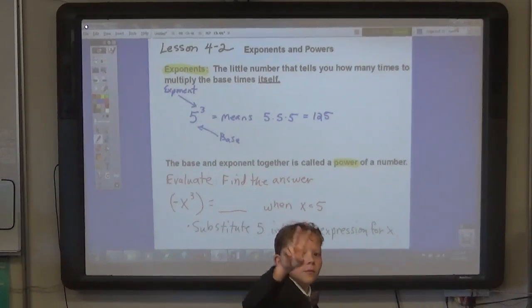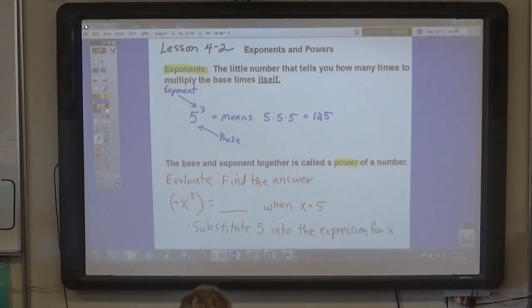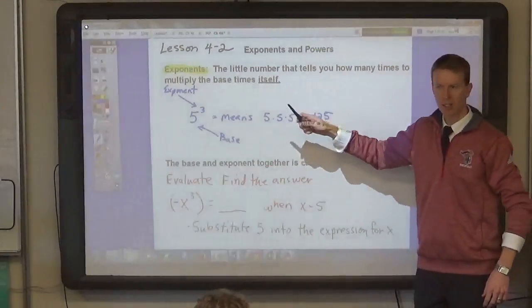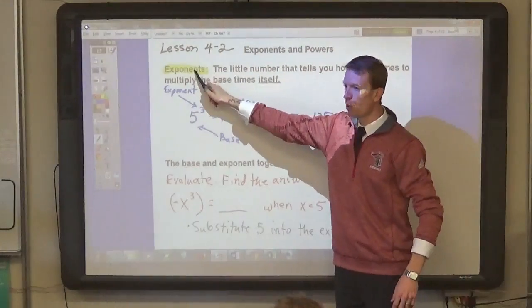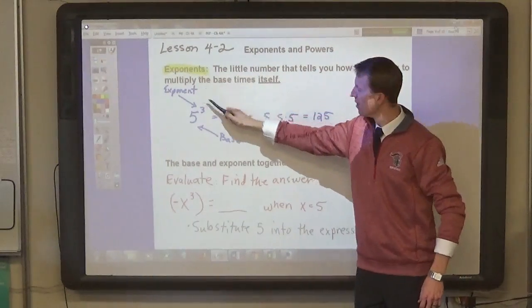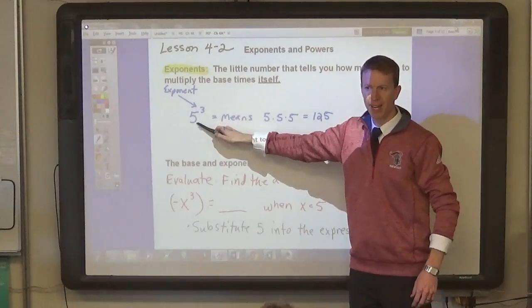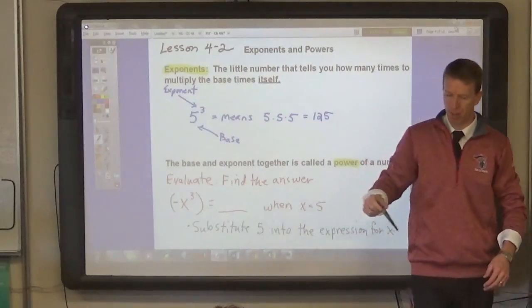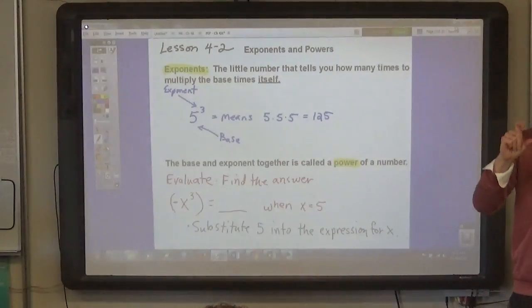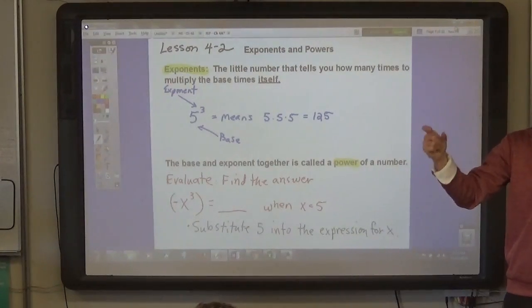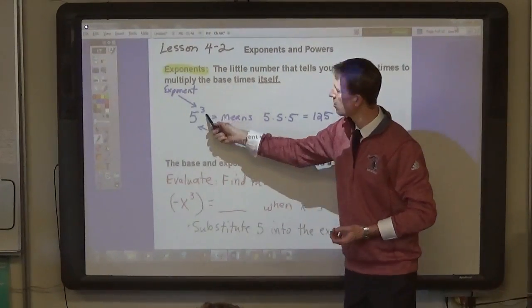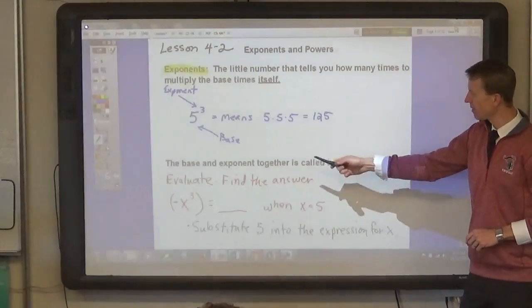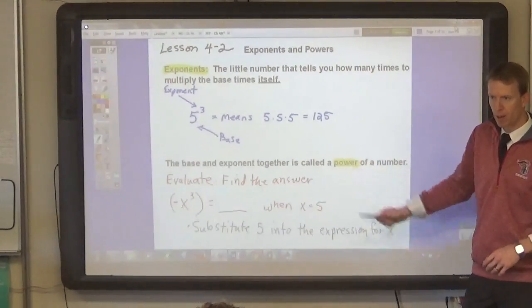And today, 7th graders, we're going to talk about lesson 4.2, which is exponents and powers. Now, we learned a lot about exponents and powers last year. Basically, the exponent is a little number that's next to the big number, which is called the base. And the whole thing is called the power of a number. So it's the base multiplied by itself however many times the exponent tells you. The base and the exponent together equal the power of the number.